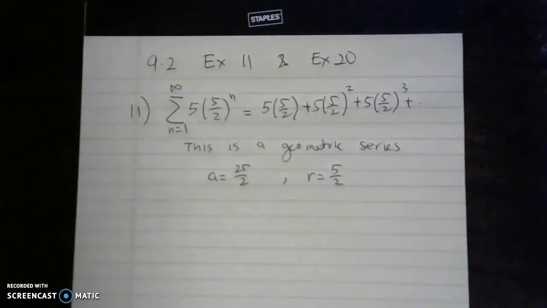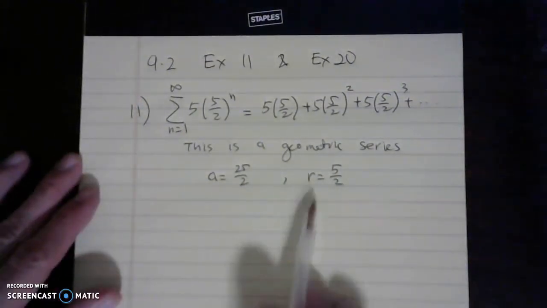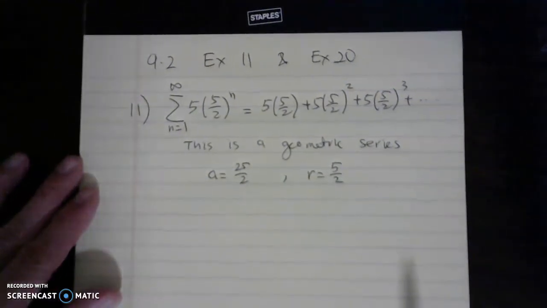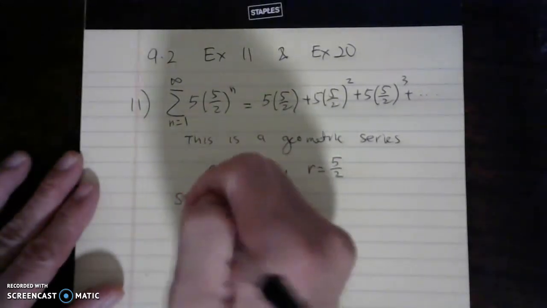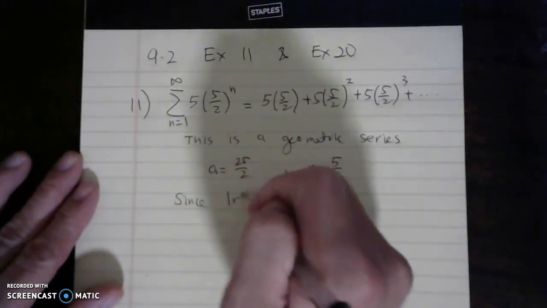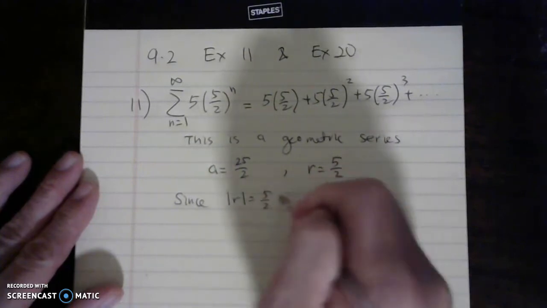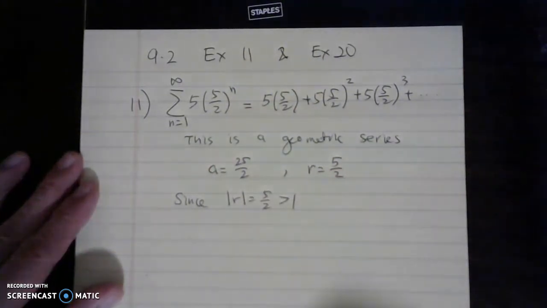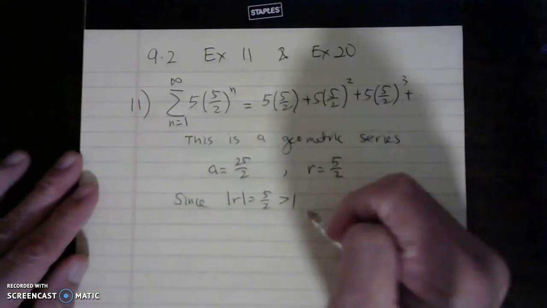Now we know that the common ratio itself will determine whether it's converging or diverging. But since the common ratio is numerically big, we know that this series is diverging.